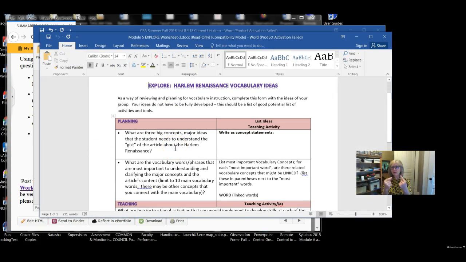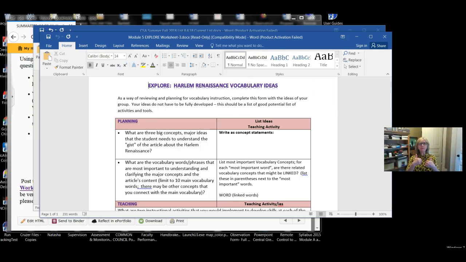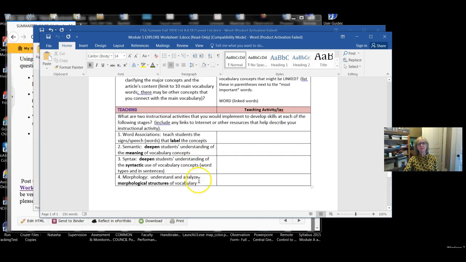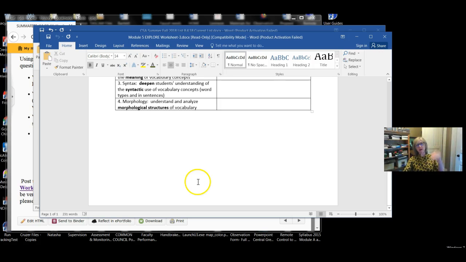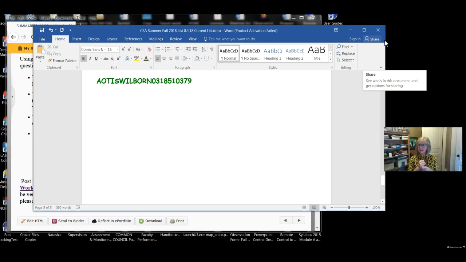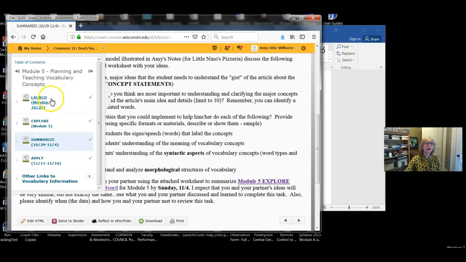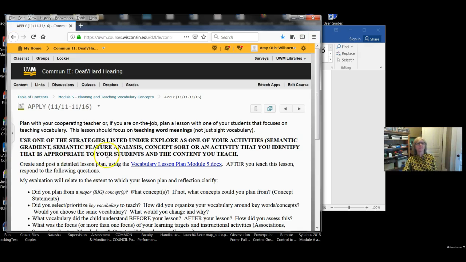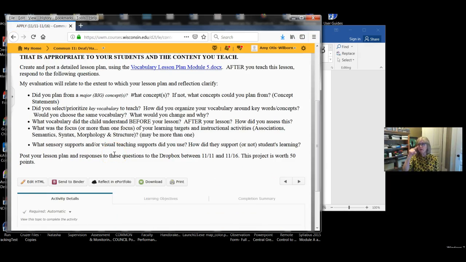So again, with your group or your individual partner, you just follow the process, each of the steps. And then that is for summarize, and then to apply, you do it yourself for your student. So again, using the same worksheet.